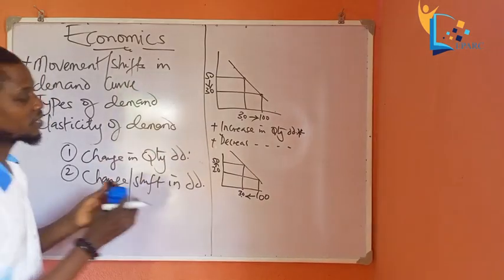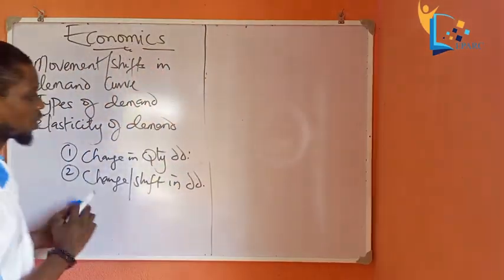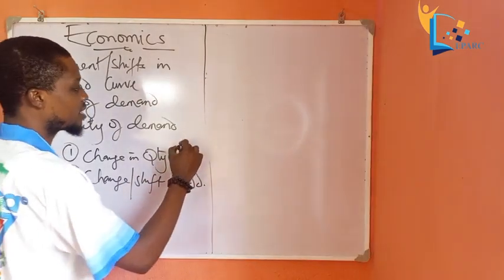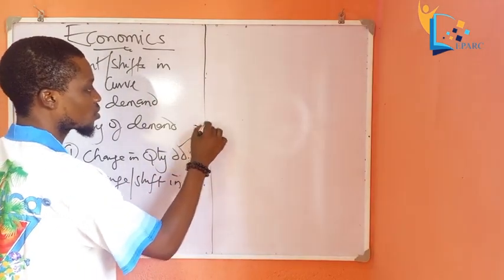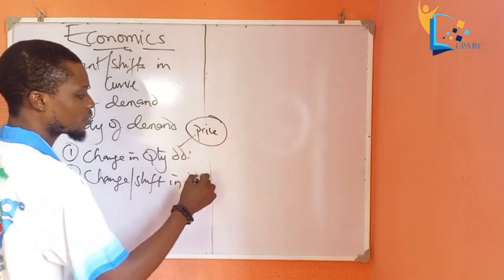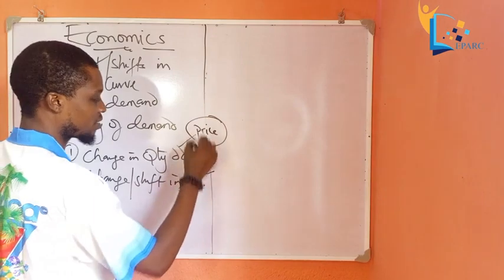Now, let's explain change in demand, or shift in demand. We are done with the previous one. When we say change or shift in demand, remember, in this case, price is the constant factor. Every other factor is varied except price.